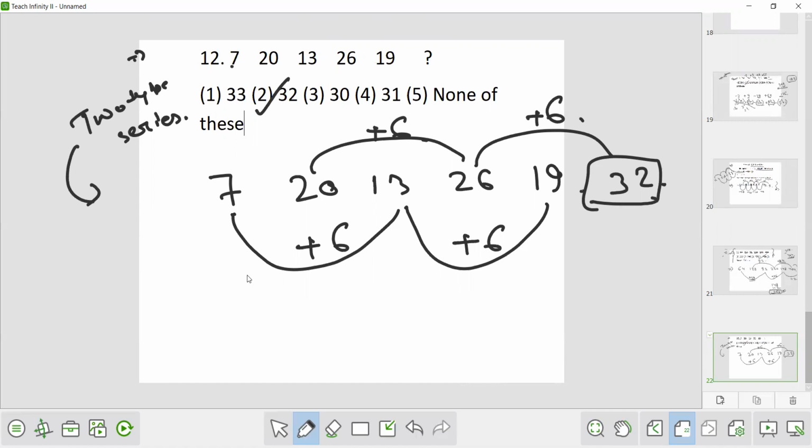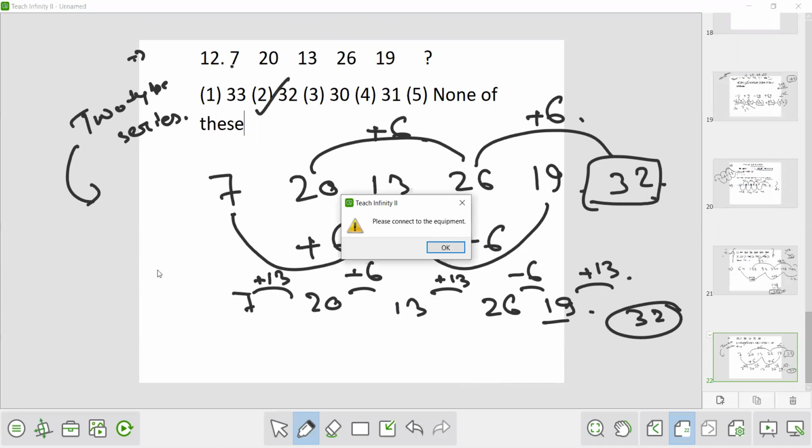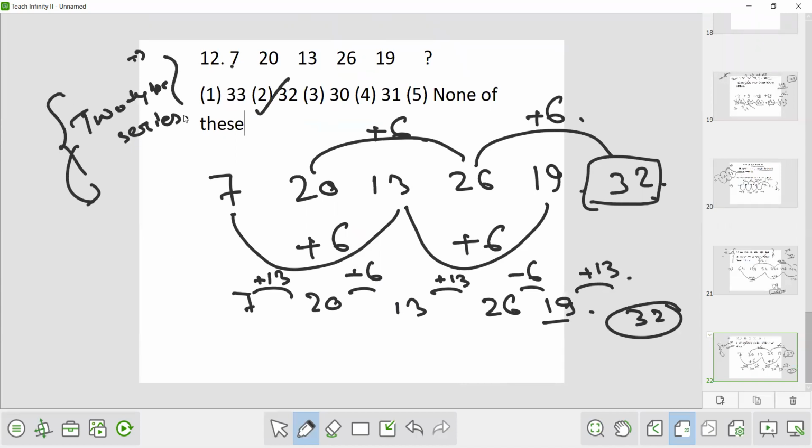Look, here in this question you can also proceed like ups and down. 26, 13, 26, 19. It is plus 13, minus 6, plus 13, minus 6. So plus 13, 19 plus 13 is 32. So somewhere you will find in the examination that two or more logics can apply to the same question, and it generally comes in two type series and ups and down series.